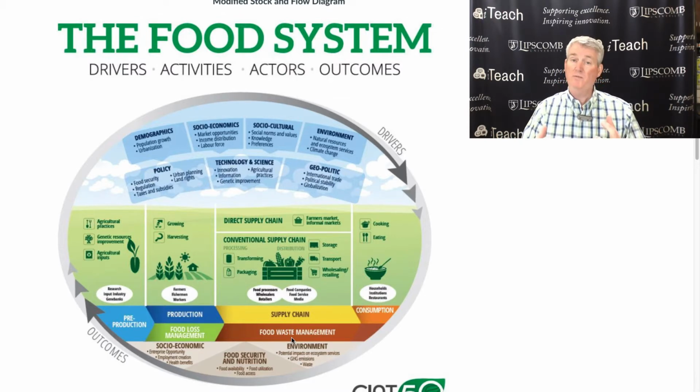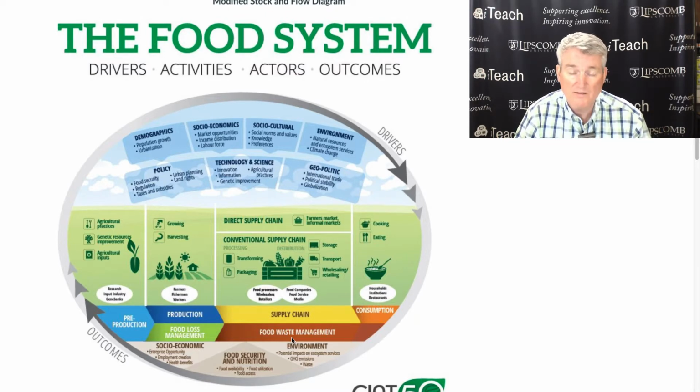If it doesn't look the way people think it should look in our modern supermarkets, it gets thrown out even when it's perfectly good food. And of course then we have the consumption side, which includes households and institutions and restaurants where we cook and eat. And then of course some of the outcomes are affected by an integration of the drivers of socioeconomics, food security and nutrition, and environment, which influence these.